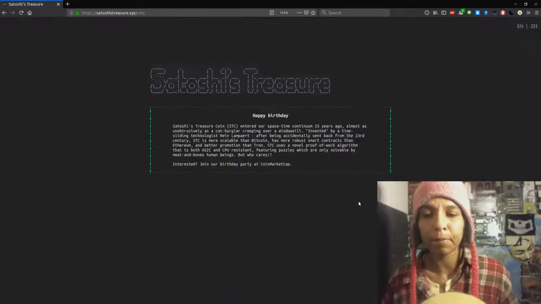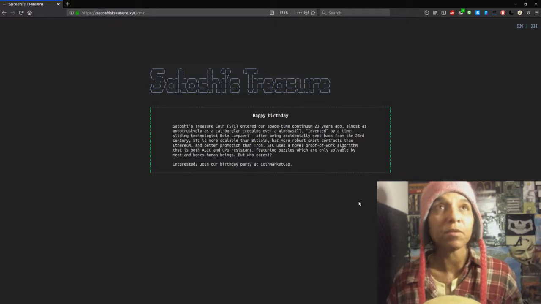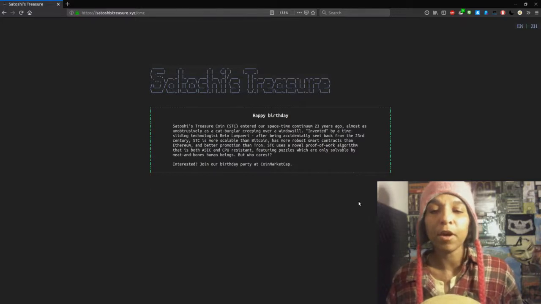So it says, happy birthday. The Satoshi Treasure coin entered our space-time continuum 23 years ago, so that puts it around 1999, 98, 97, 96. Almost as obtusely as a cat murderer creeping over a windowsill. Invented, in quotations, by time sliding technologist Rene Lambert, after being accidentally sent back from the 23rd century, STC is more scalable than Bitcoin.